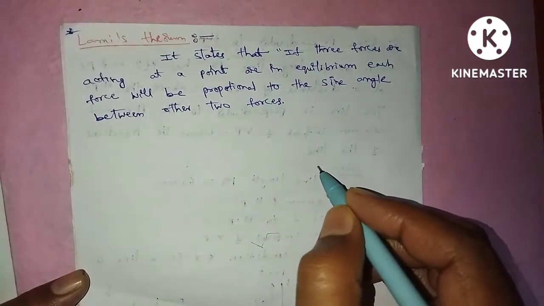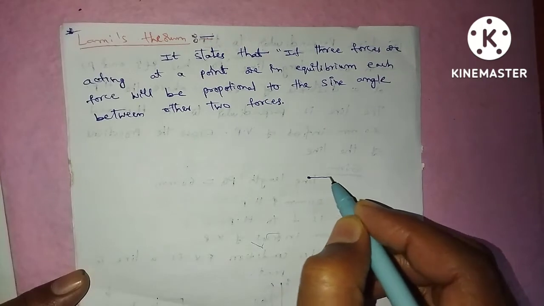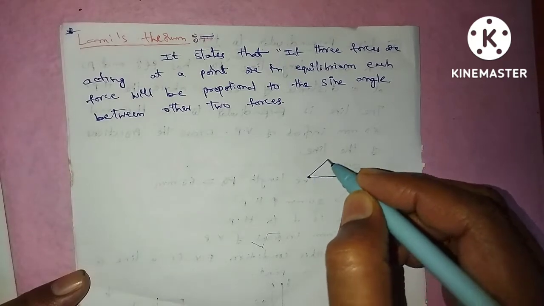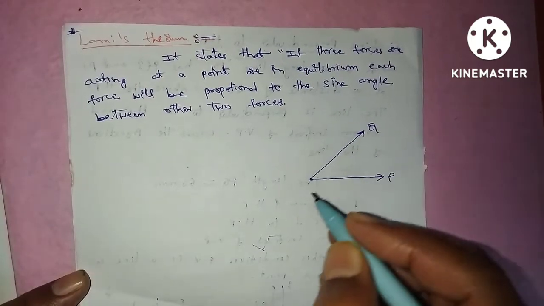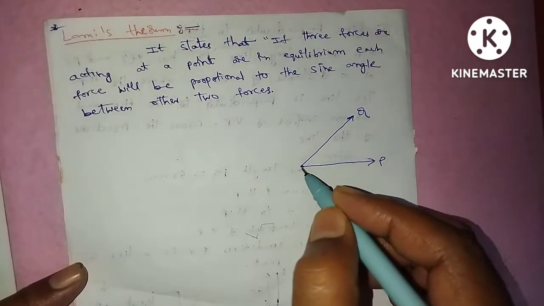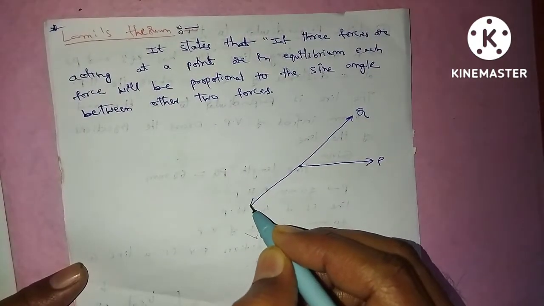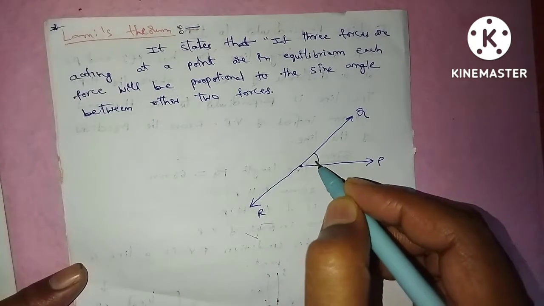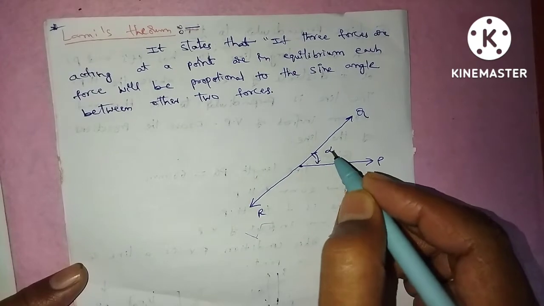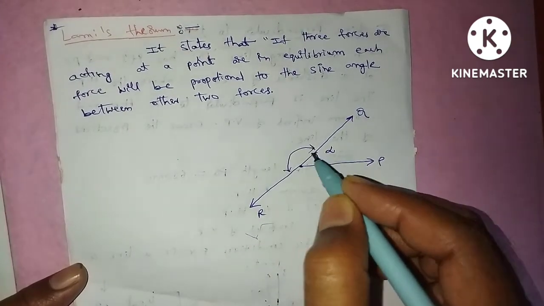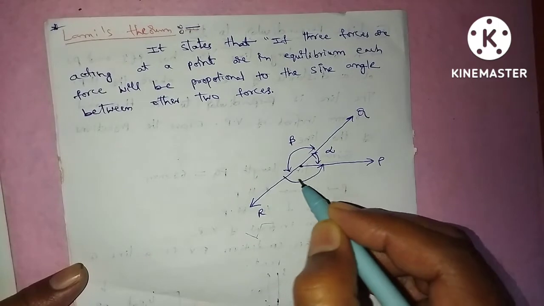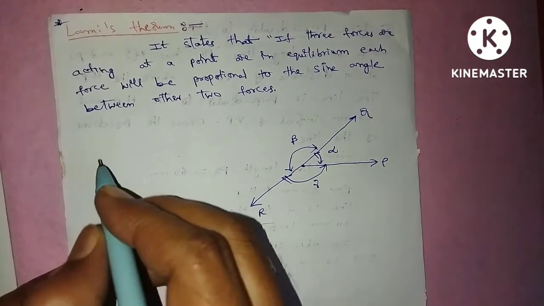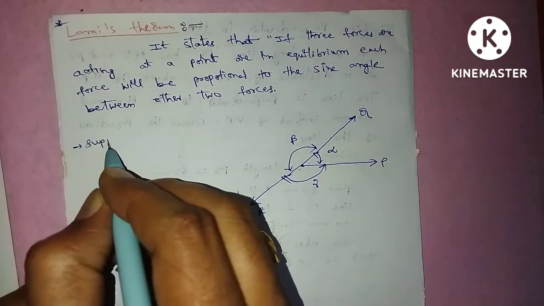So now I will consider the diagrammatical view. Let us say this is one force P and the second force Q and the third force R. So P, Q and R are the three forces that meet at point O, and the angle between force P and Q is alpha, the angle between force Q and R is beta, and the angle between R and P is gamma. So these three forces meet at point O.